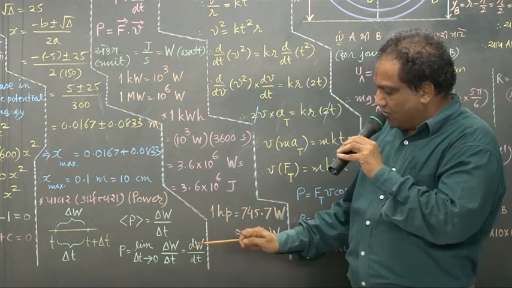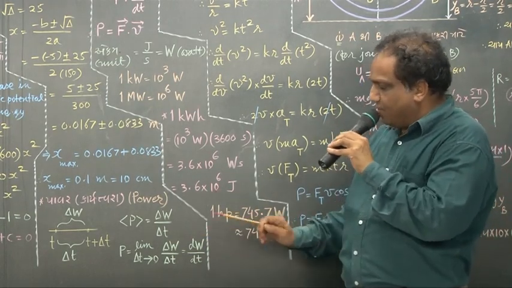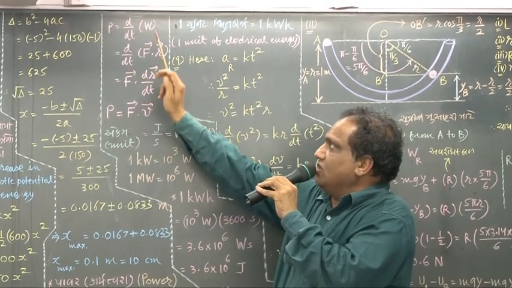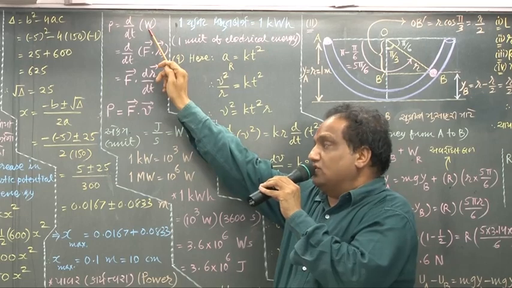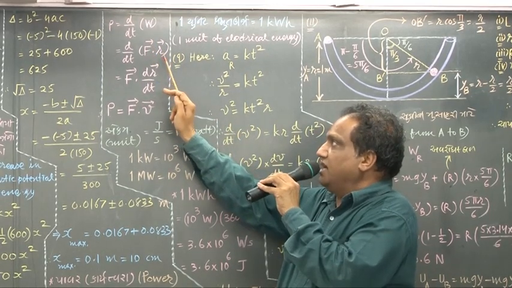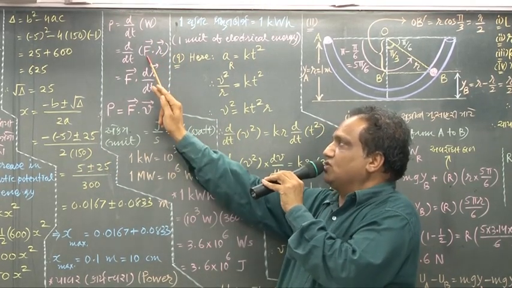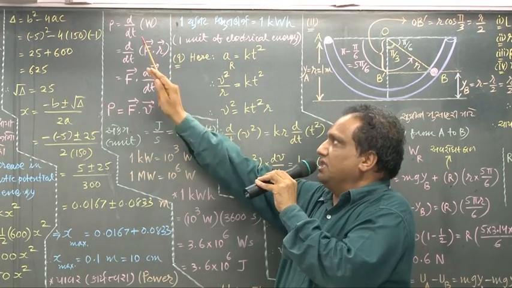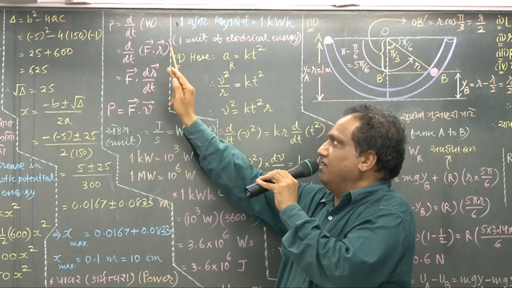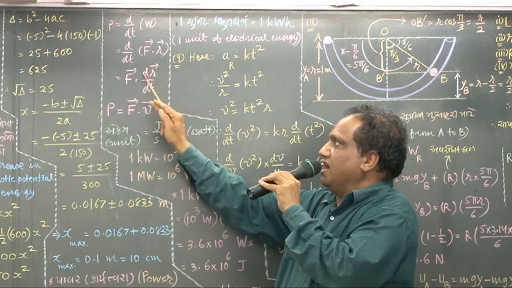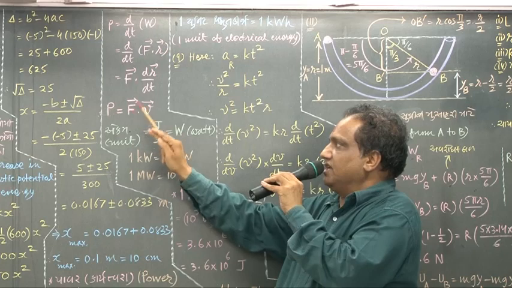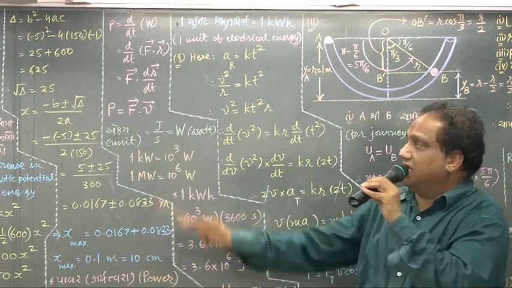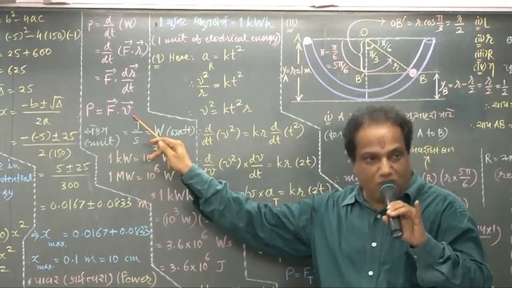Now separate it: d by dt of w. What about work done by a constant force? Then it is the dot product between force and displacement. Because force is constant, you can take it out. Vector f dot, and the left part is vector dr by dt. Vector f as it is, dot as it is. What is vector dr by dt? Vector dr by dt is nothing but the instantaneous velocity of the body.